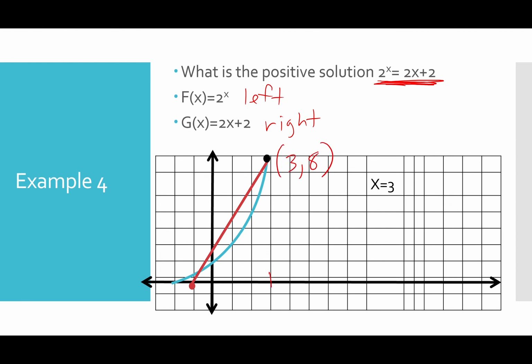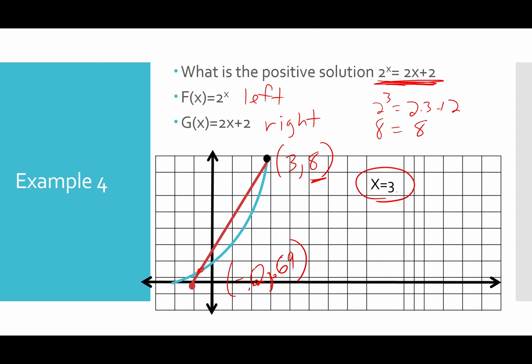So what is the solution for x? x is 3. How does the 8 play into it? Well, if I get 2 to the 3rd, I get 8. 2 times 3 plus 2, I get 8 as well. So the left meets the right. They meet at (3, 8). They actually meet here as well, at about (-0.62, 0.69). If you were asked to give both solutions, I believe that's what it was for that.